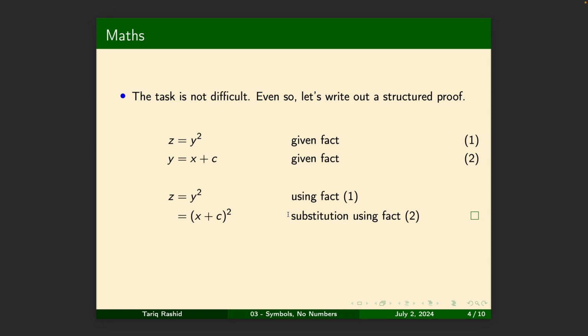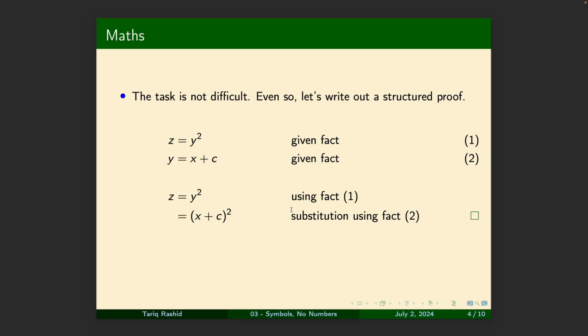So here's a maths proof that we've written out. We've written a good habit to write out the given facts or the hypotheses, things that we are given to be true, things that we can assume. And we're given two facts. z is y squared, and that's a given fact. We've labelled it 1. And y is x plus c, and that's a given fact, and we've labelled it 2.